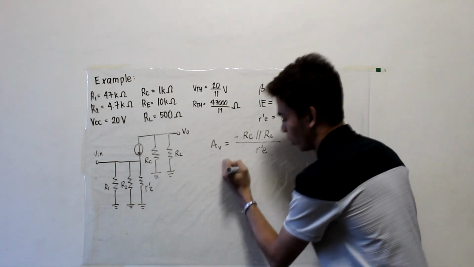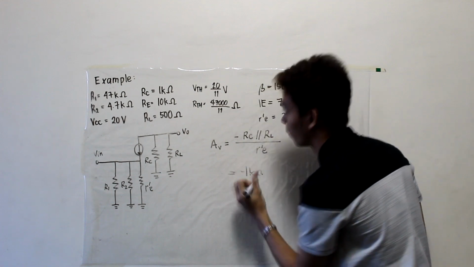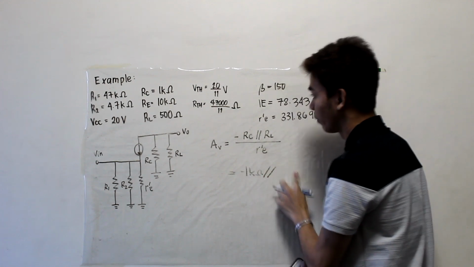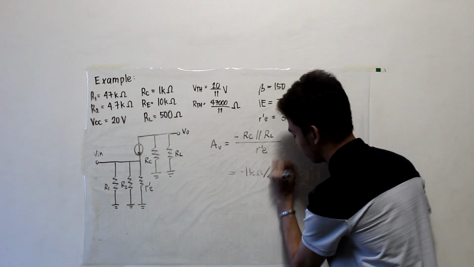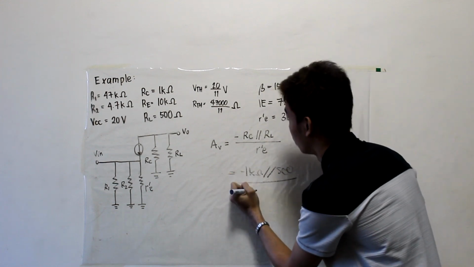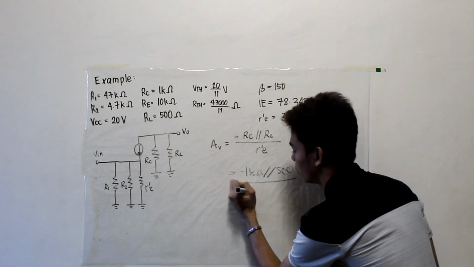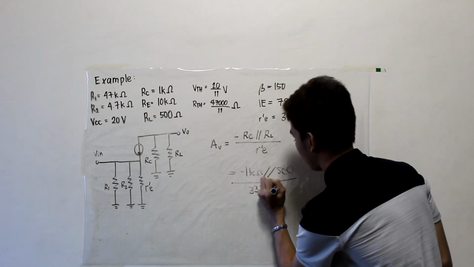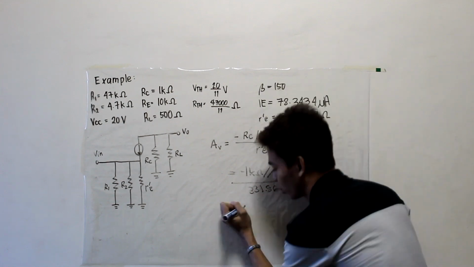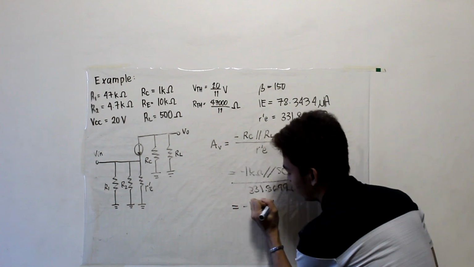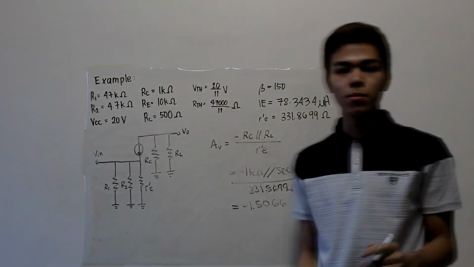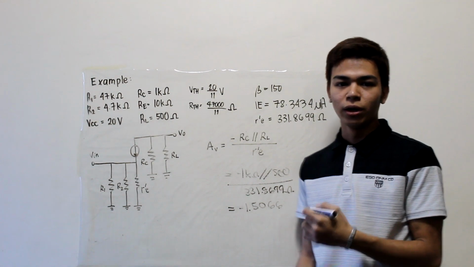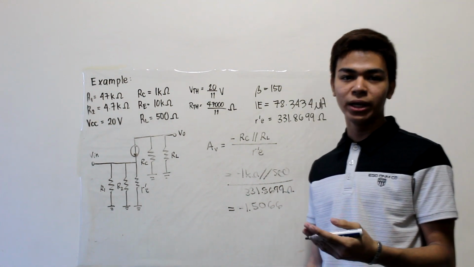Negative RC, or 1 kilo ohms, parallel to RL, or the value of 500 ohms, over R prime E with the value of 331.8699 ohms, is equal to negative 1.5066. Now we have the voltage gain. We will use this value for the high frequency response, which will not be included in this video.